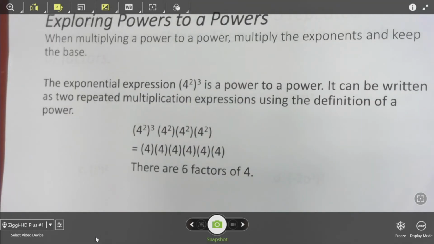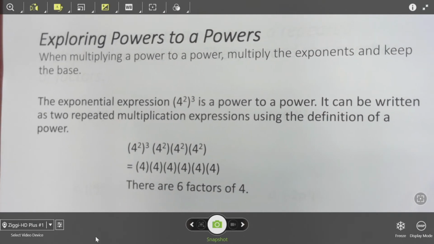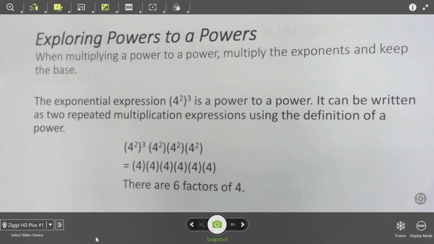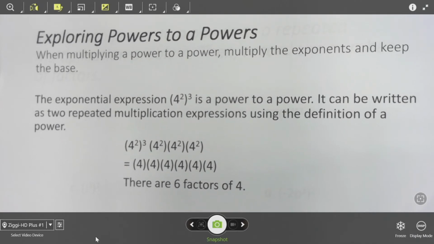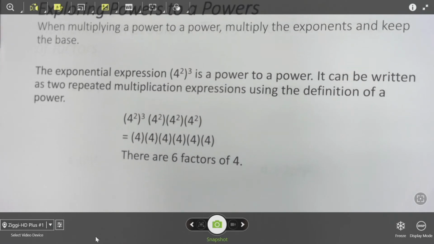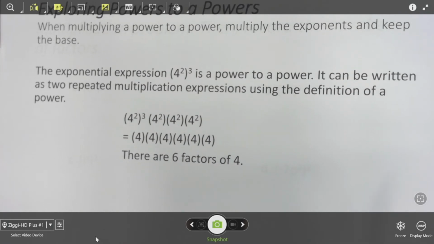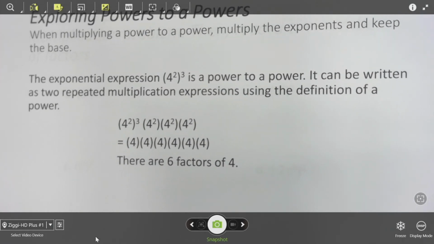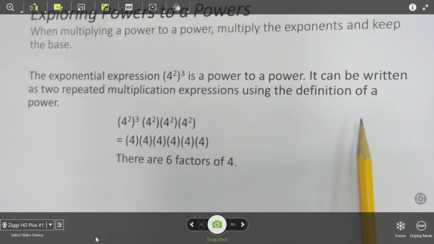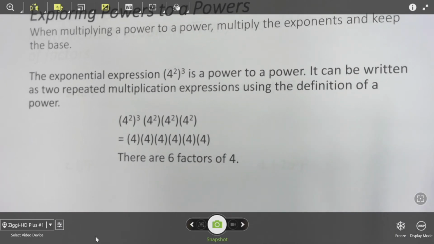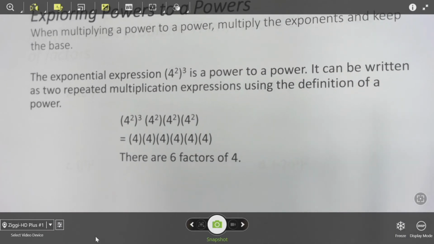All right, exploring powers to a power. When raising a power to a power, multiply the exponents and keep the base. The exponential expression 4 squared raised to the 3rd power is a power to a power. Notice this is a power, and it's being raised. It can be written as repeated multiplication expressions using the definition of power. So the definition of power, we can expand them out.